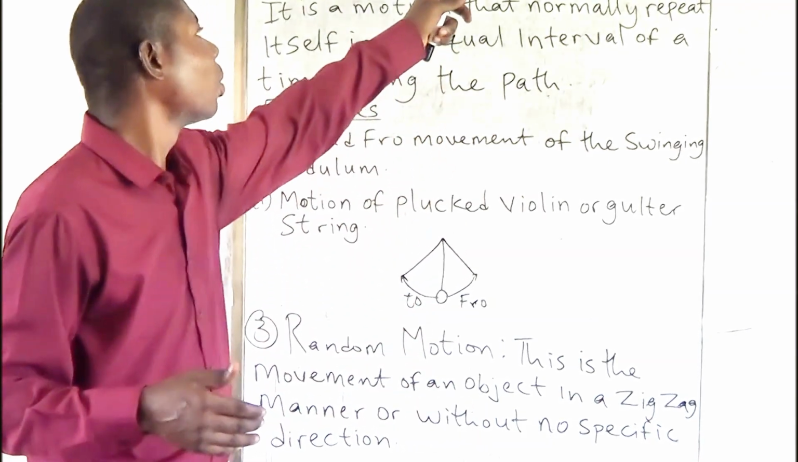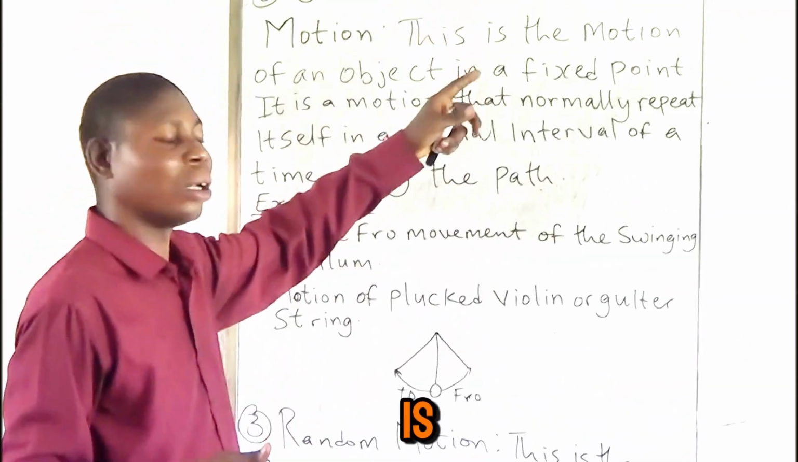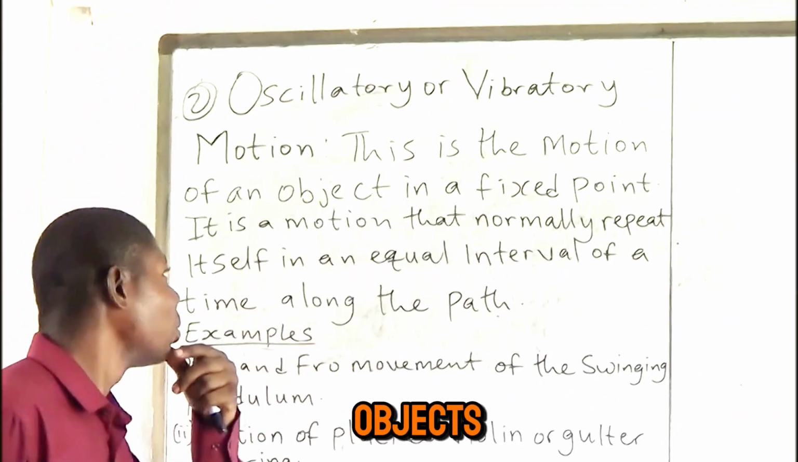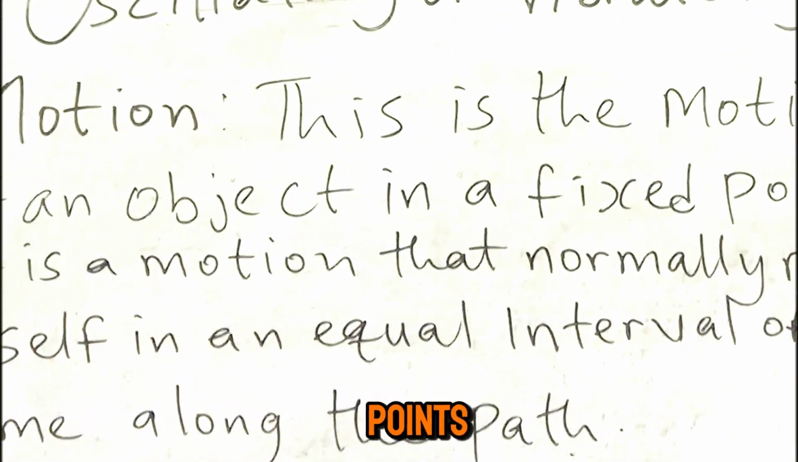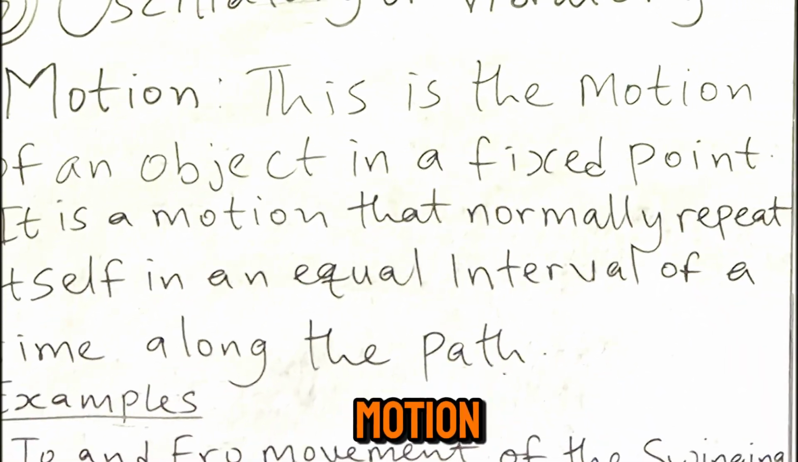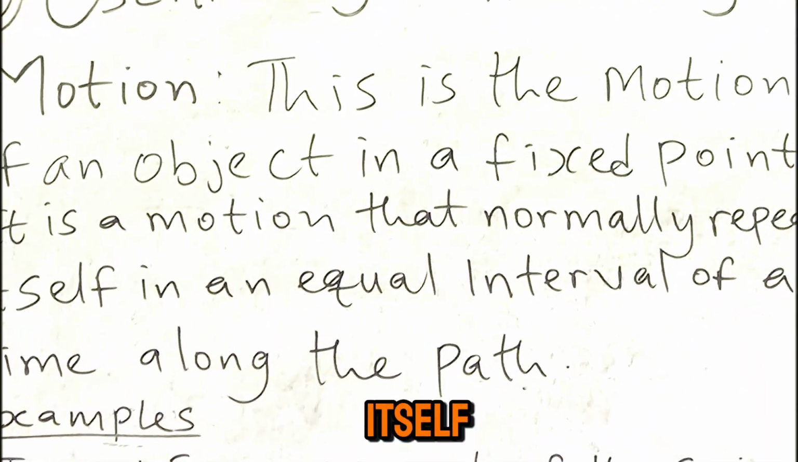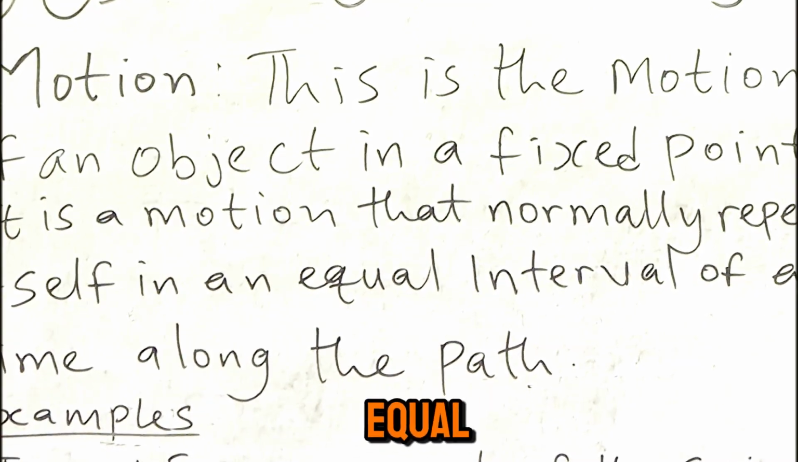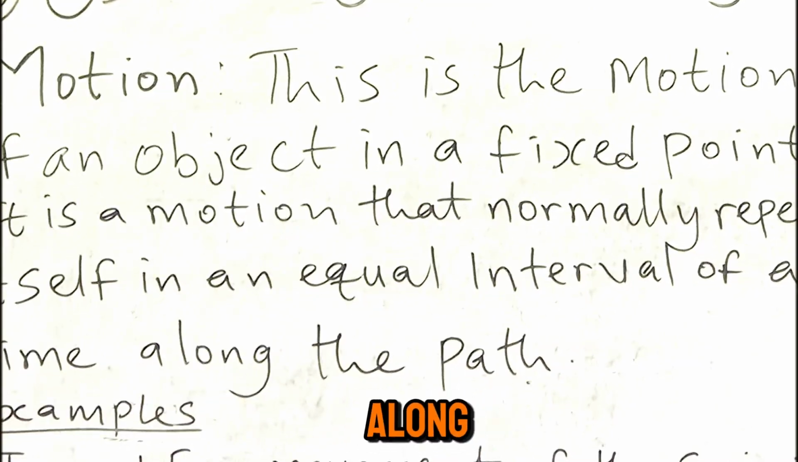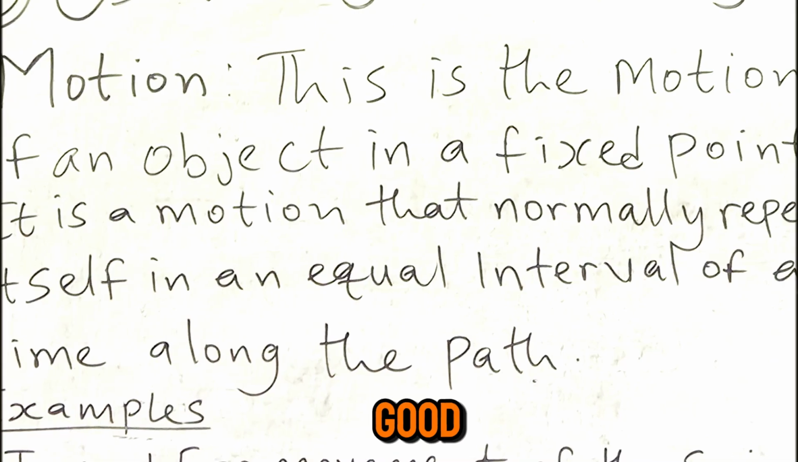Again, this is the motion of an object in a fixed point. It is a motion that normally repeats itself in an equal interval of time along the path. Good.